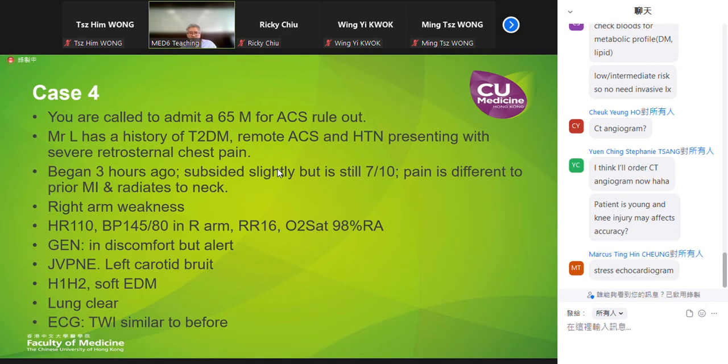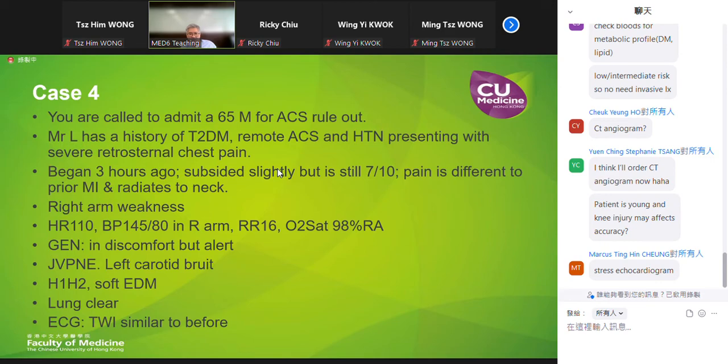So I think one more case. You are called to admit a 65-year-old patient to rule out ACS: type 2 diabetes, remote ACS, hypertension, presenting with severe abdominal chest pain. It began 3 years ago, subsided slightly, but is still quite severe. It's a bit different to the MI; it radiates to the neck. The right arm is a bit weak.